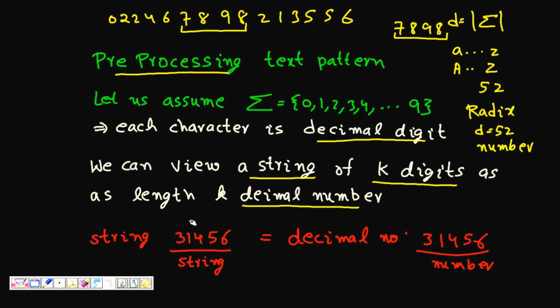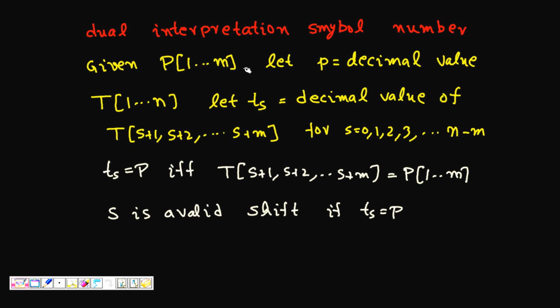So the string 31456 is a decimal number 31,456. Well and good. Next, it's a dual interpretation, a symbol and a number. So given a pattern P[1..m], let lowercase p be the decimal value of that pattern, and we have a text.